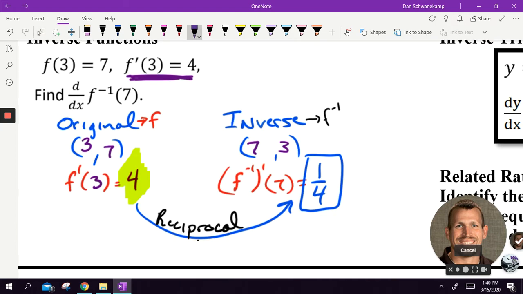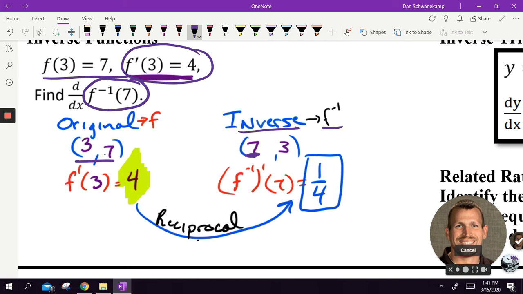All right, so look here, if they gave you the point (3, 7), that's the original function. We are trying to find the derivative of the inverse at 7. So the inverse at 7, if this is (3, 7), that's (7, 3). f prime of 3 is 4, so the reciprocal is 1/4.